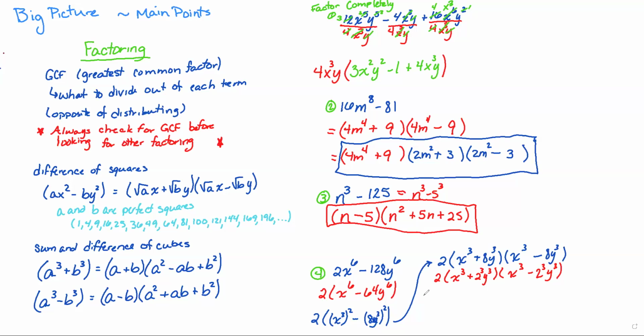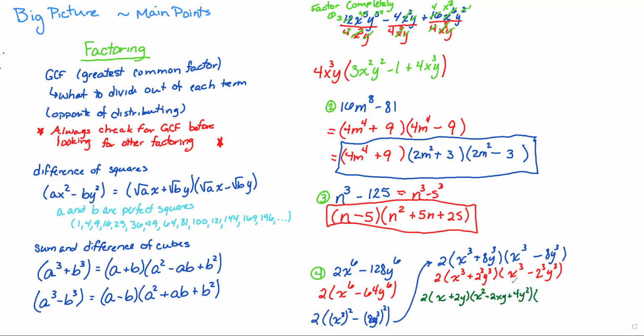So I've got 2. And then I'm going to say what was cubed. So this is x plus 2y. And then I multiply the first times itself, so this is x squared. Multiply them together, so x times 2y is 2xy. Make it opposite, negative 2xy. And then plus 2y times 2y is 4y squared.